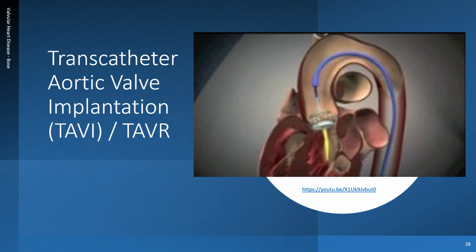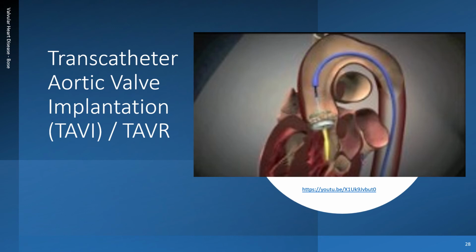TAVR stands for transaortic valve implantation or transaortic valve replacement. It is a self-explanatory procedure from the video presented through the link on your slide deck. Very briefly, it is a procedure specifically for the aortic valve when it malfunctions and the patient is no longer a safe candidate for open heart valve replacement.